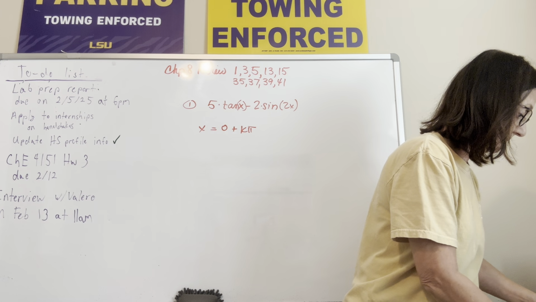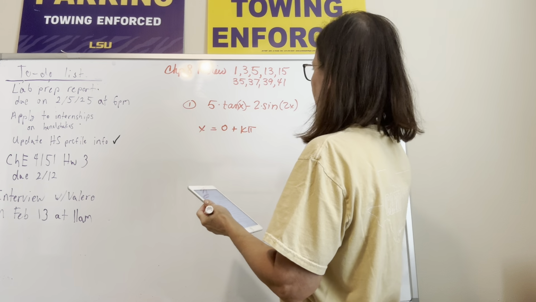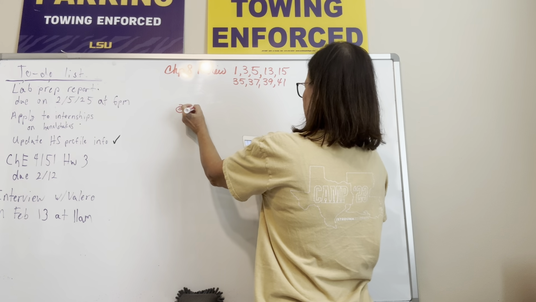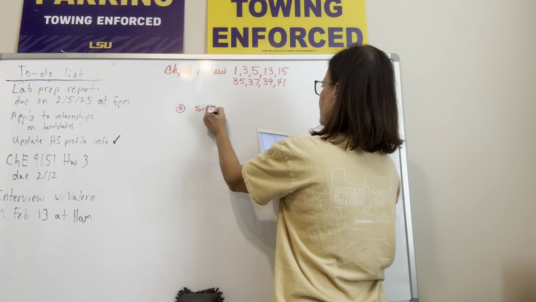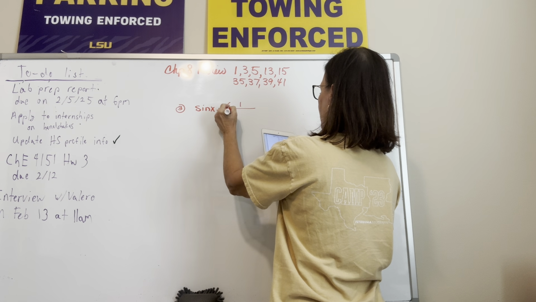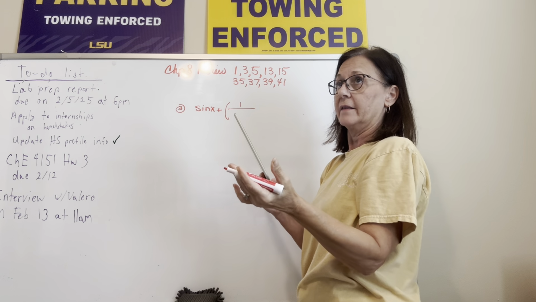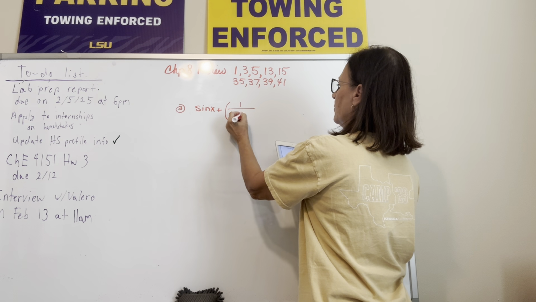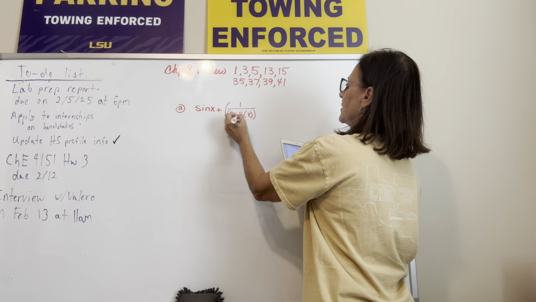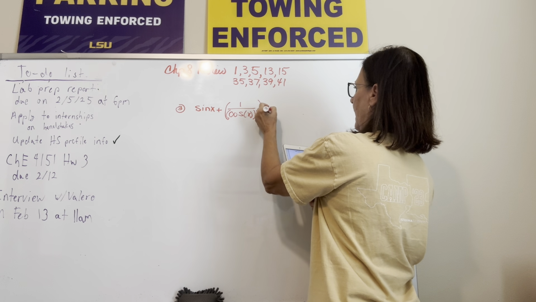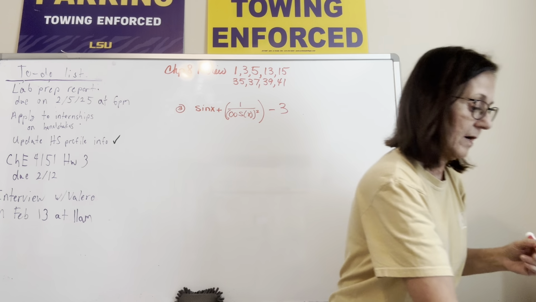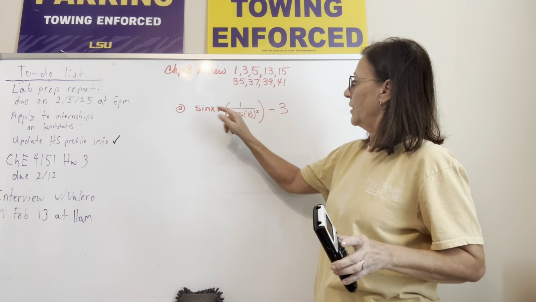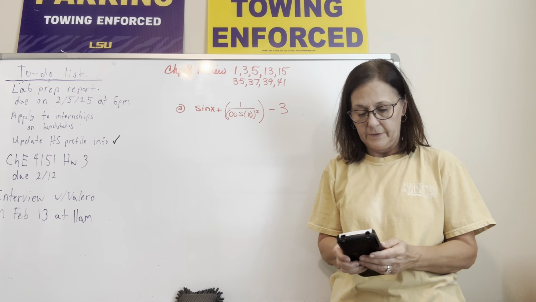All right, number 3. So for number 3, here's how I will graph it. It's going to be the sine of x plus 1 divided by, so you can't put the secant in there, you got to put the cosine. 1 over the cosine x, and I'm going to square that, and I'm going to subtract 3. All right, so that's what I'm going to put in my calculator, and I'm going to look between 0 and 2 pi. Let me go put that in real quickly.